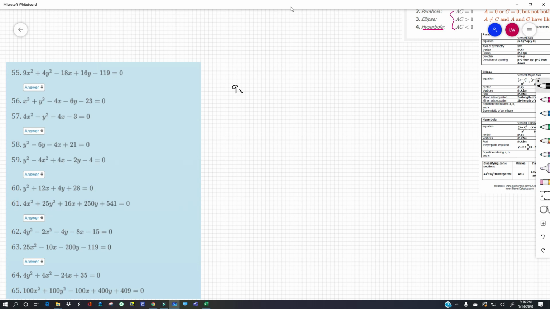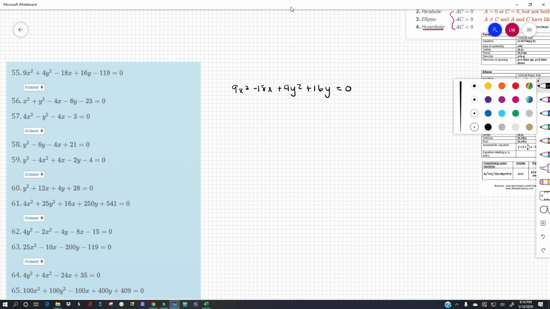So we're going to do 9x squared minus 18x plus 4y squared plus 16y equals 0, right? The idea is that we're going to take this grouping and factor something out if we can, and we're going to do the same thing with this grouping. Oops, and it doesn't equal 0. I forgot the 119. I'm going to move that 119 over to this side. Is that okay? I'm just adding it to both sides because we know we have to put the constant over there.